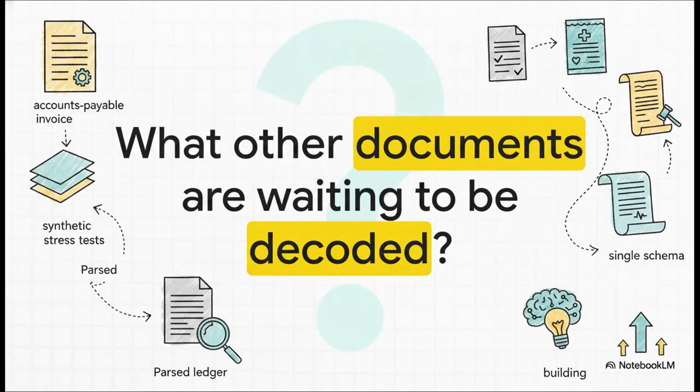We've covered some truly incredible ground today. We went from bypassing brittle OCR to generating synthetic stress tests, and finally building a perfectly parsed ledger using Lift PDF. I want to leave you with this final, provocative thought. If a single schema and a vision model can untangle the notorious complexities of accounts payable invoices, what other stubbornly complex documents in your organization are just waiting to be decoded?